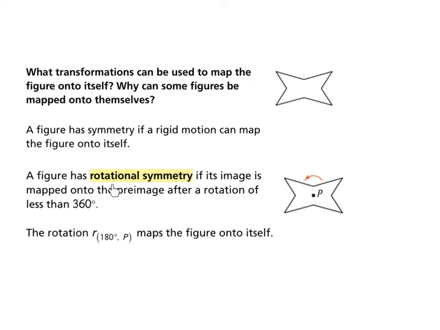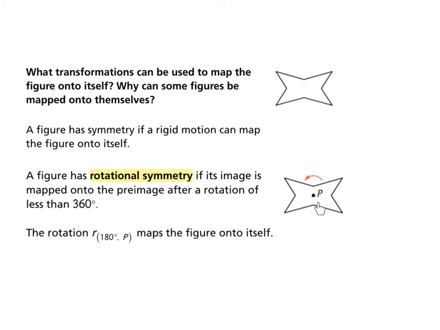Now, rotational symmetry is where we can take a shape and we can rotate it less than 360 degrees, and it'll look like we hadn't rotated it at all. The reason why we say less than 360 degrees is because if you think about rotating any shape 360 degrees, it's going to look identical to when it started, right? Because a rotation of 360 degrees just means spinning the whole thing back around and getting back to where you started.